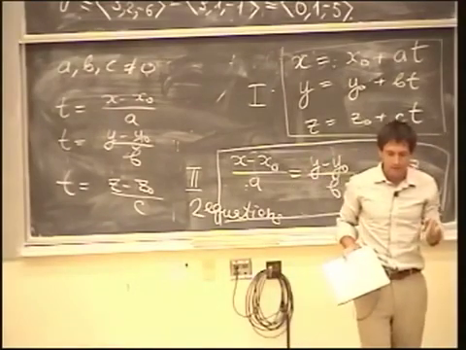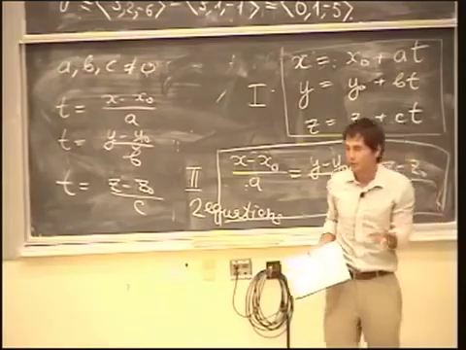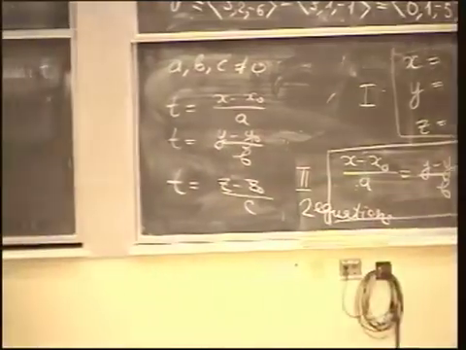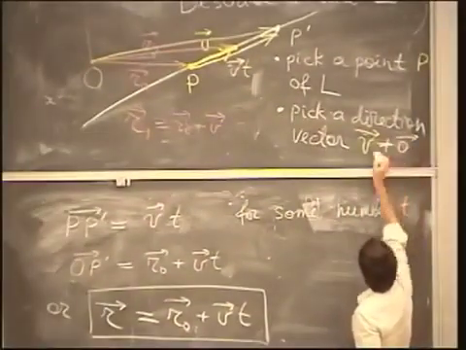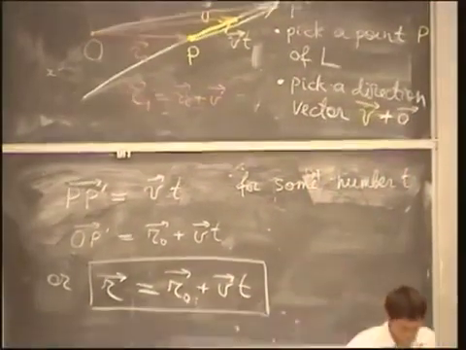And a, b, and c cannot all be equal to 0, because that would mean that this vector v is equal to 0. But I insisted that this is a non-zero vector. Pick a direction vector. I have to make it non-zero, for otherwise we wouldn't be able to argue this way.